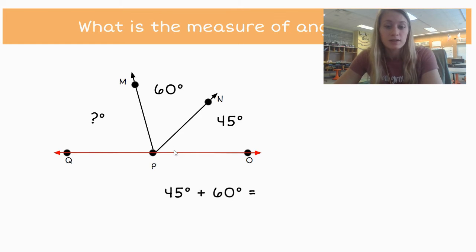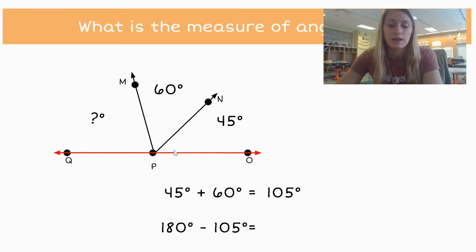So first, let's add the pieces we know, 45 plus 60 together. That will be 105 degrees. Now we take our total, 180, and we subtract the pieces we do know. So 180 minus 105 will give us the remaining angle right here, 75. Now you could add these pieces up to make sure. If you added 75, this angle represented by the question mark, plus 60 plus 45, all 3 of those should equal our 180-degree straight angle.